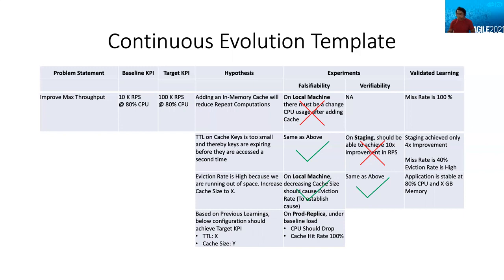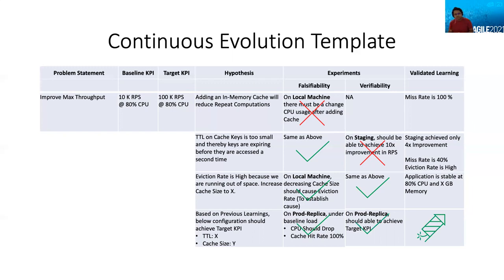And again, before I go too far, first I verify that deploying this change at least changes the CPU load in the current circumstances, and that we have a cache hit rate, just establishing that the deployment has gone through. If that works, we can go for a full-blown performance test on the prod replica to see if we can hit our target KPI, which is 100K RPS at 80% CPU. If that also succeeds, then we ship.